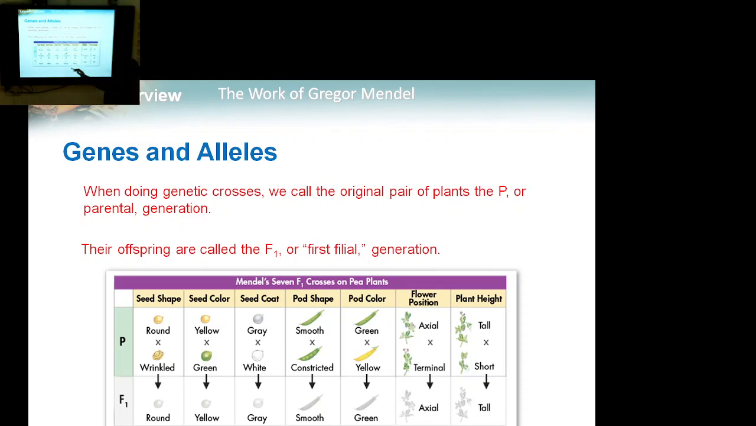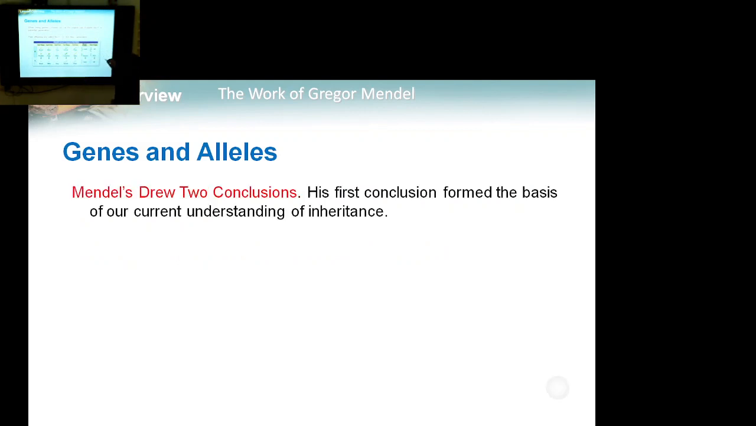Okay? When we mate a round seed shape with wrinkled, the F1 should be round. And he found the F1 is round. Here yellow, here gray, and so on.